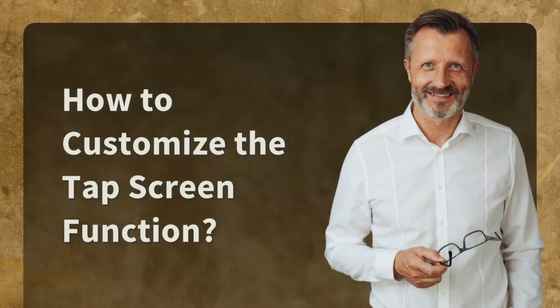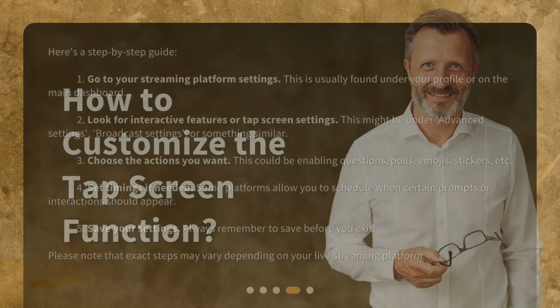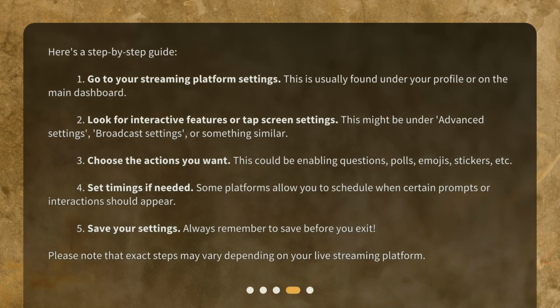How to customize the tap screen function. Here's a step-by-step guide. 1. Go to your streaming platform settings. This is usually found under your profile or on the main dashboard. 2. Look for interactive features or tap screen settings. This might be under Advanced Settings, Broadcast Settings, or something similar. 3. Choose the actions you want. This could be enabling questions, polls, emojis, stickers, etc.